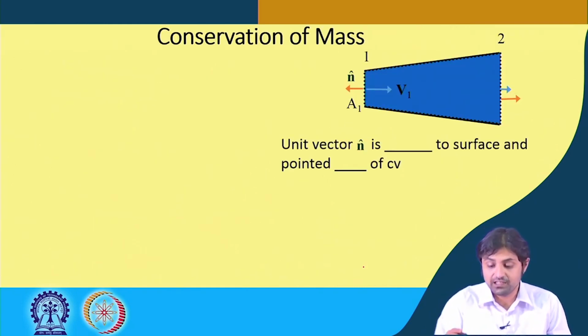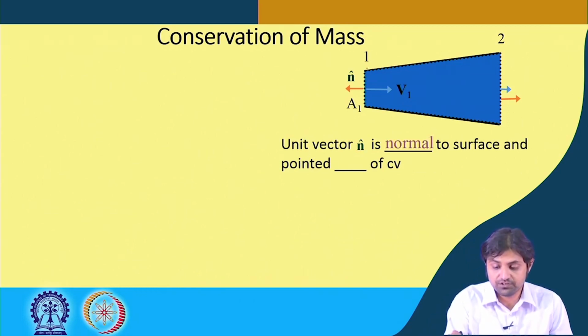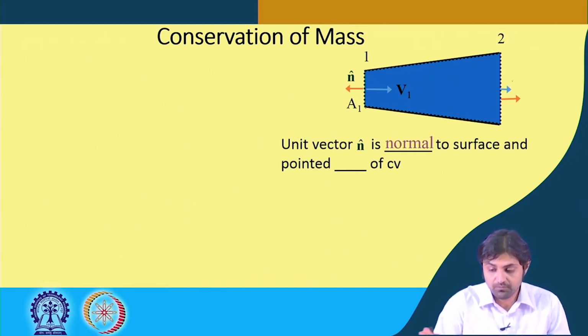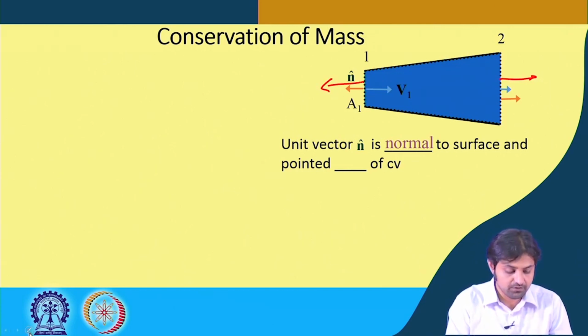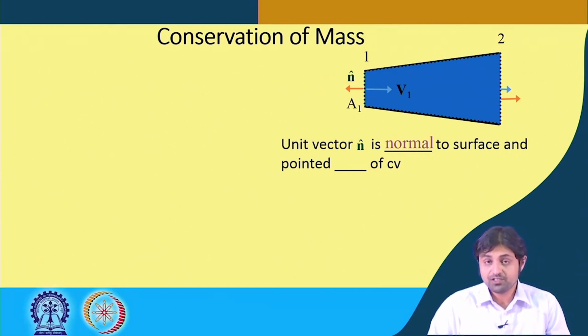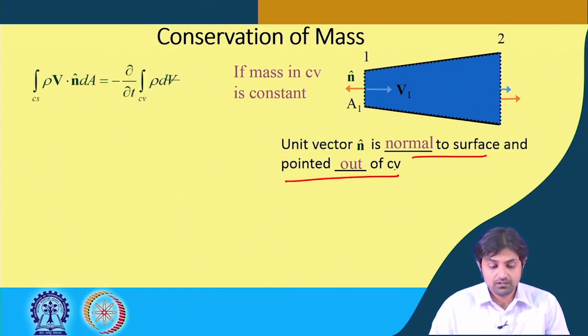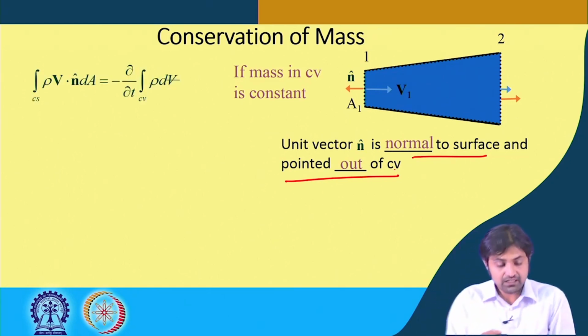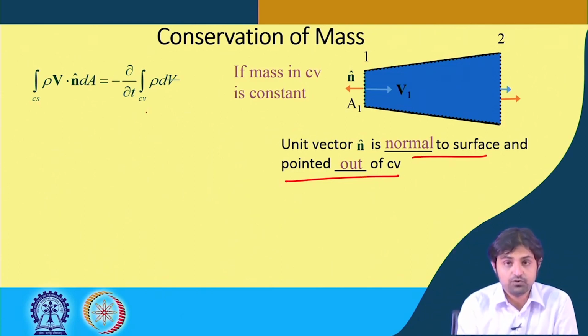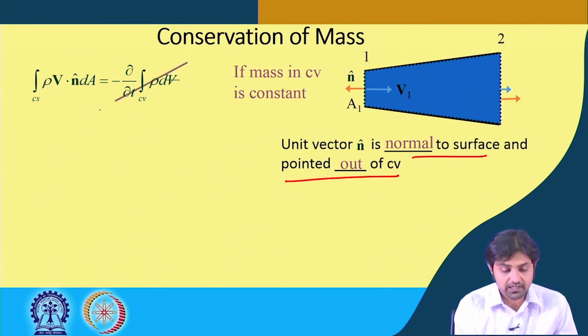So now we are going to see the unit vector n here, which is normal to the surface. So this is the surface 1, which this is normal to, and on surface 2 it is in this direction. As already indicated by the red arrow, the unit vector is pointed out of the control volume in both the cross sections, whether it is 1 or 2. The unit vector is normal to the surface and pointed out of the control volume. So if the mass in the control volume is constant, the integral of rho V dot n dA is equal to minus del by del t of the integral of rho dV, from the last slide.